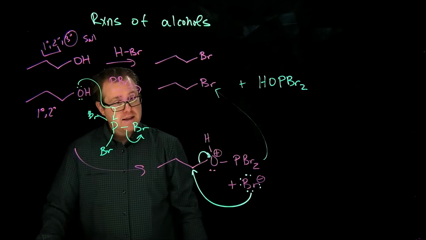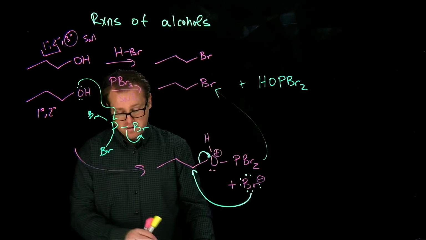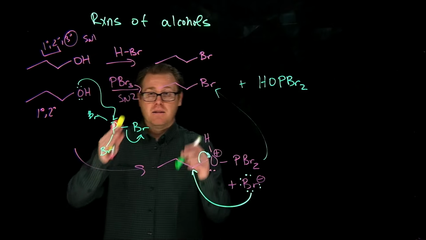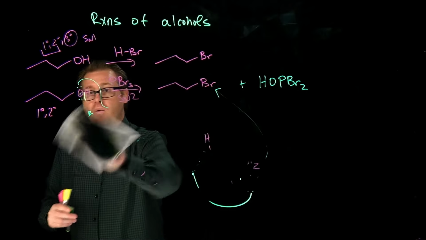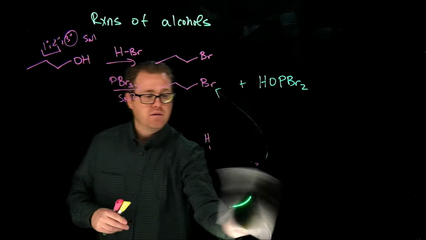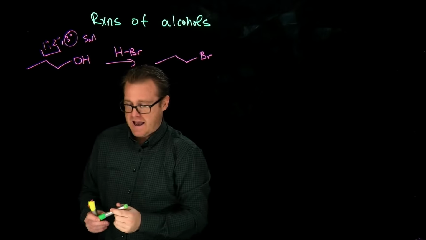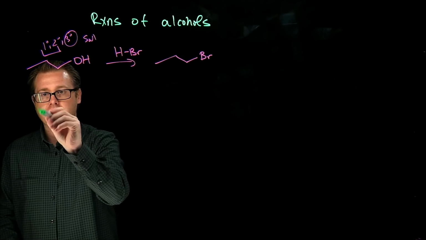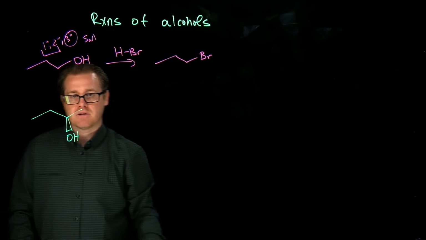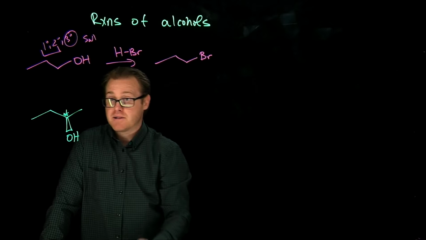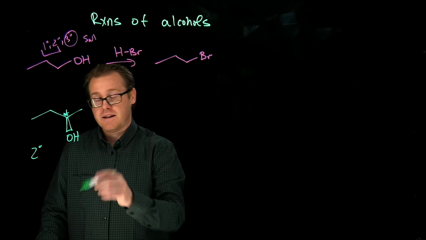So that's a very simple mechanism using our primary alcohols. But you have to understand this concept that it's SN2. So what is that going to do when you have a stereocenter? For example, what if we had a secondary alcohol that looked like this? That right there is a stereocenter. It is also a secondary alcohol.